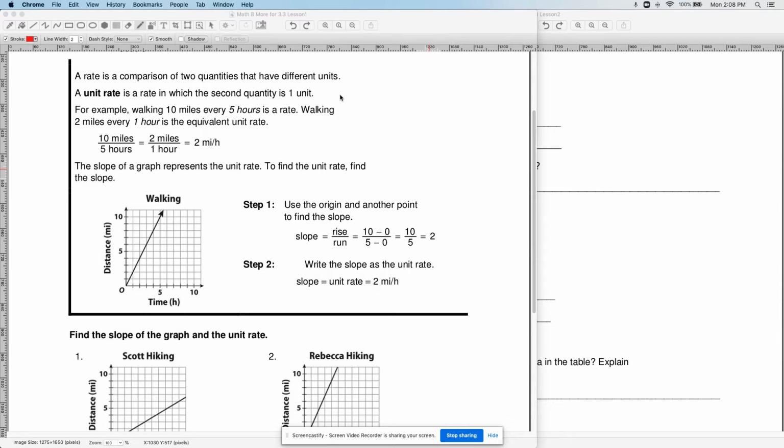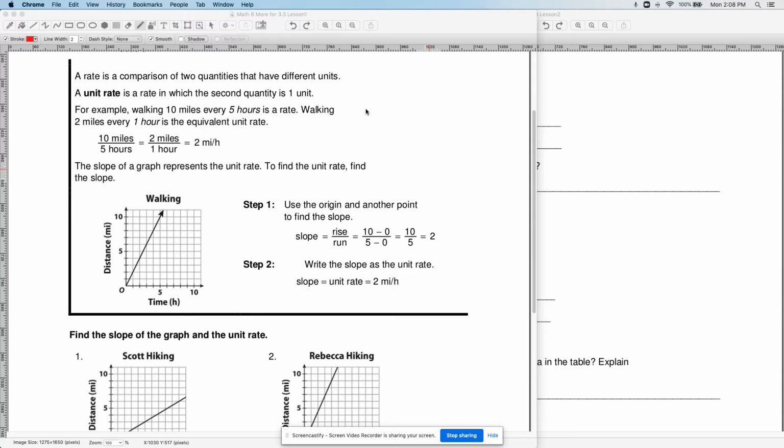And we talked about miles per hour. We talked about money, how much it costs per ounce. So things like that. There's different units. We're talking miles and hours or money and ounces. There's a lot of other things out there that are unit rates. Just keep that in mind.